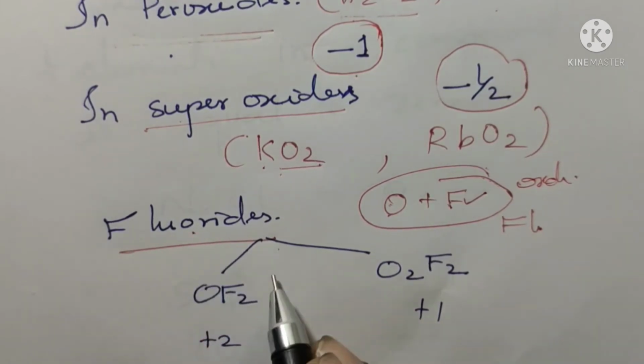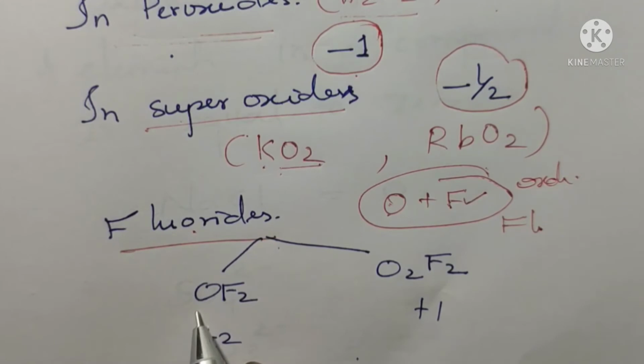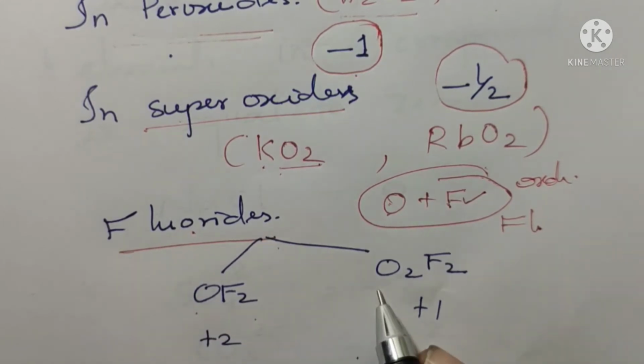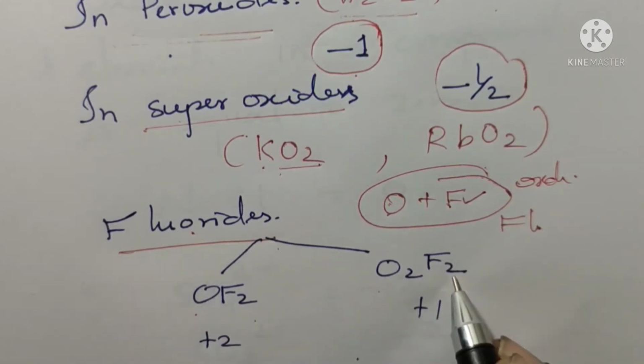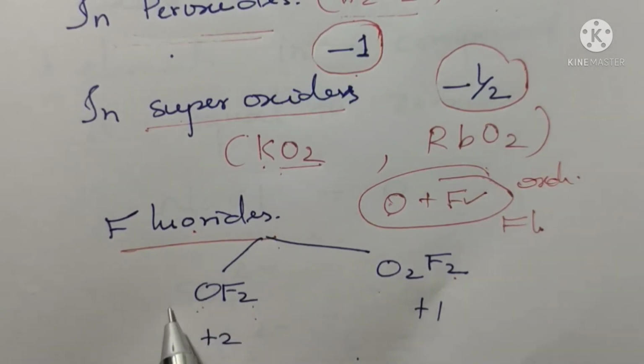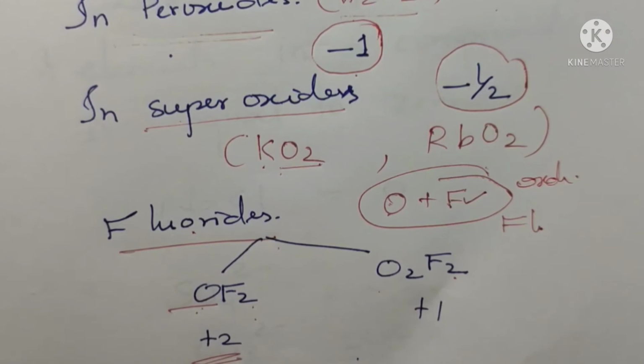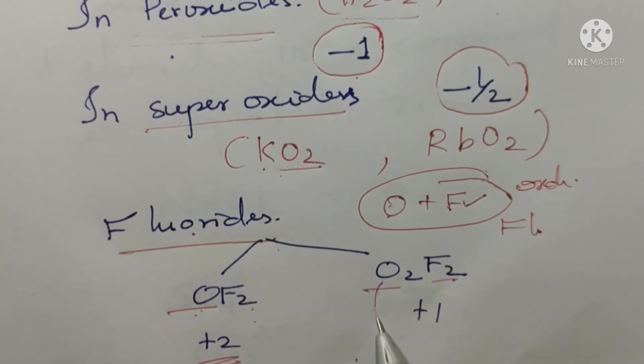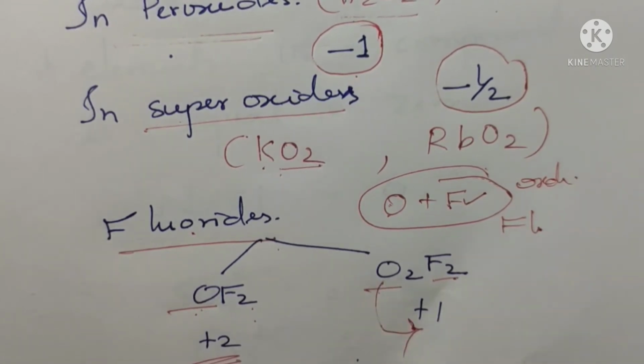There are two types of fluorides: oxygen difluoride and dioxygen difluoride. In oxygen difluoride, the oxidation state of oxygen is +2, whereas in dioxygen difluoride, the oxidation state of oxygen is +1.